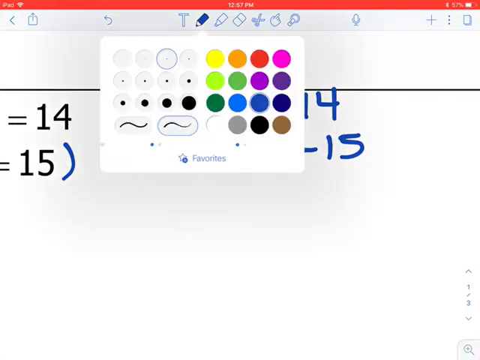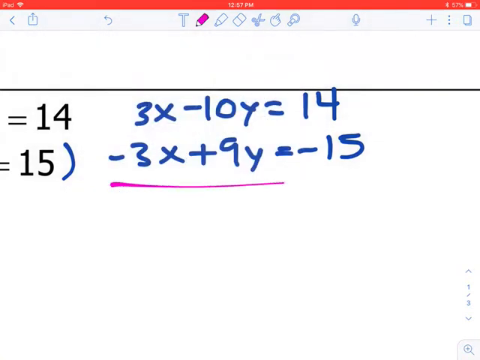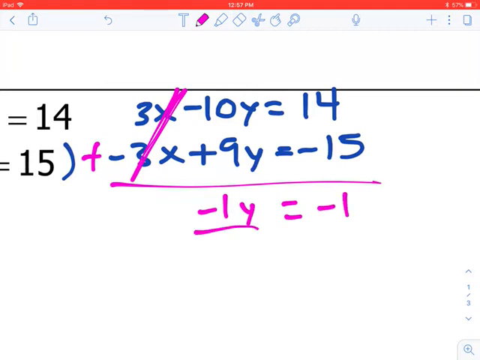And now we go ahead and add them together again. So when I do that, the x's cancel. But I don't need to write 0 this time because it's not the only thing over there. So the x's cancel. Negative 10 plus 9 is negative 1y equals 14 plus negative 15 is negative 1. And I divide by negative 1. Easy peasy. y equals 1.